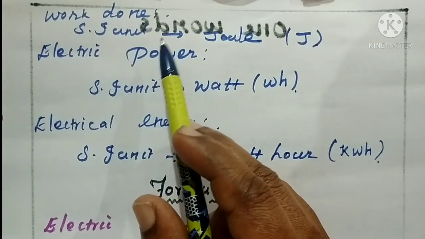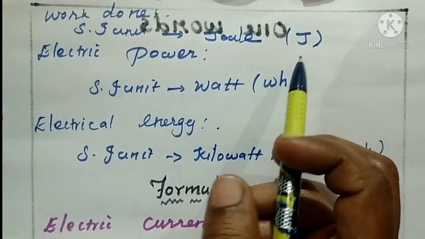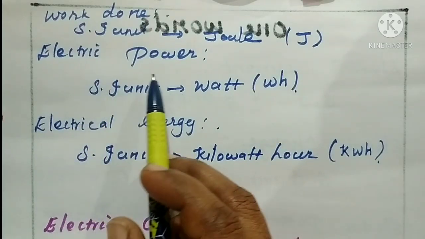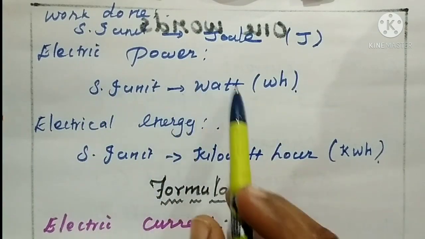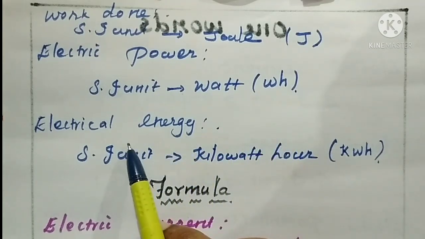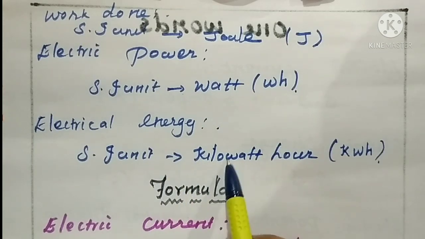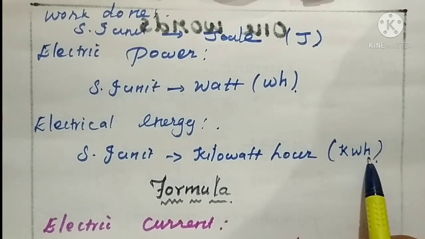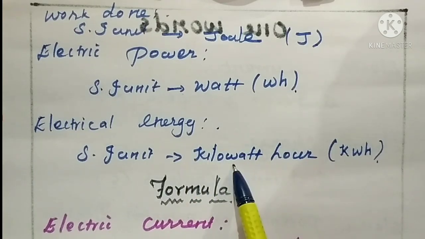The unit of work done is joule. What's the unit of work done? Joule. It is represented by the symbol J. And the unit of electrical power is watt. The unit of electrical energy is kilowatt hour. It's a very important one. The unit of electrical energy is kilowatt hour.